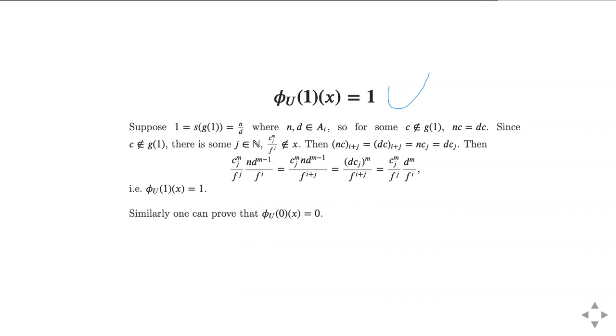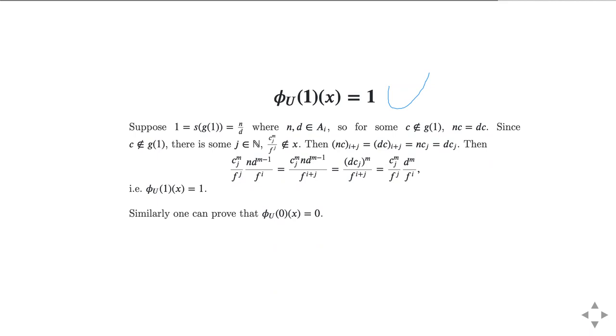So let's just take the function one and suppose that S(g) of 1 has the value n divided by d, where n and d both have degree i. Then there will be some c that is not in g1, such that nc equals dc. This is just the definition of equality in a localized ring. And since g is not in g1, there is some coordinate of c such that the j-th coordinate raised to a suitable power divided by f to the power of j is not in x. This is the definition of g.